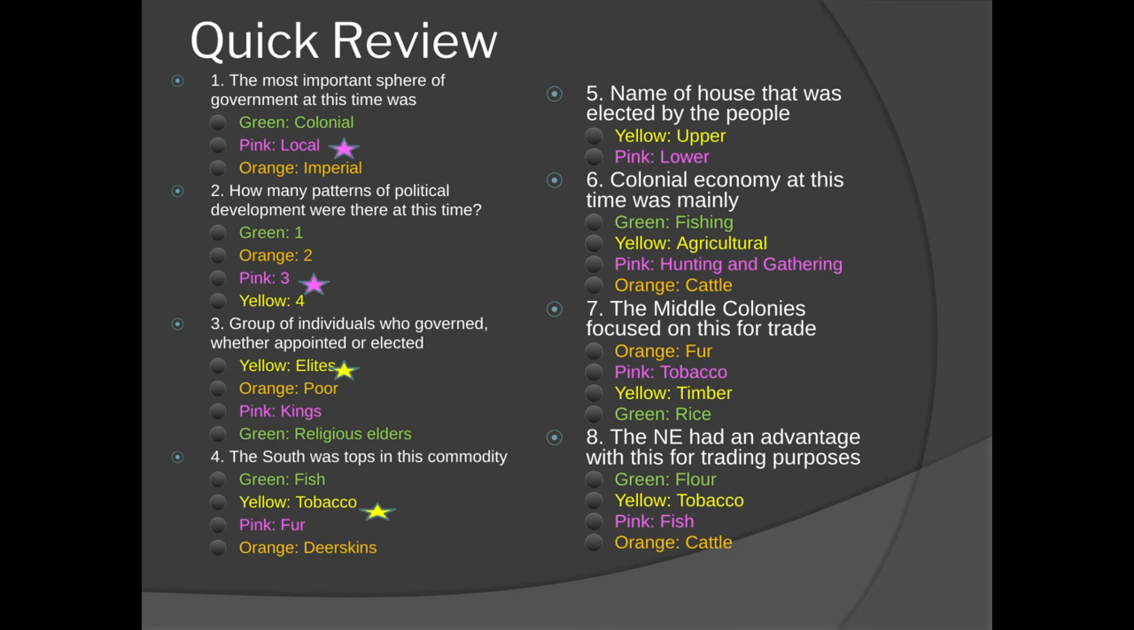So back up to number 5, name of the house that was elected by the people. The lower house. The colonial economy at this time was mainly agriculture. Remember, greater than 90%. The middle colonies focused on fur. And New England had an advantage with this, fish, because they are on the coast. Okay.